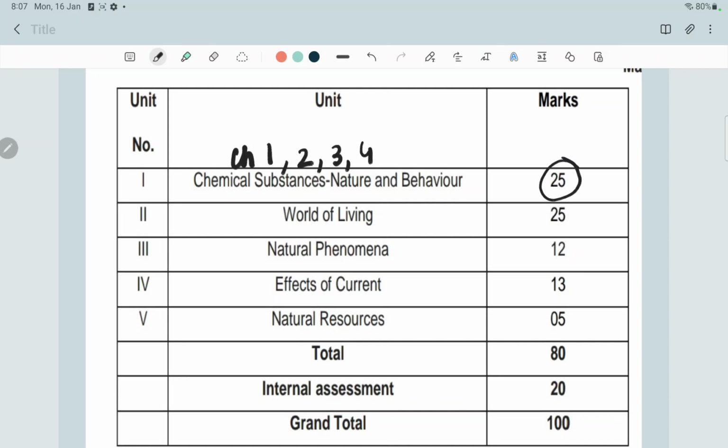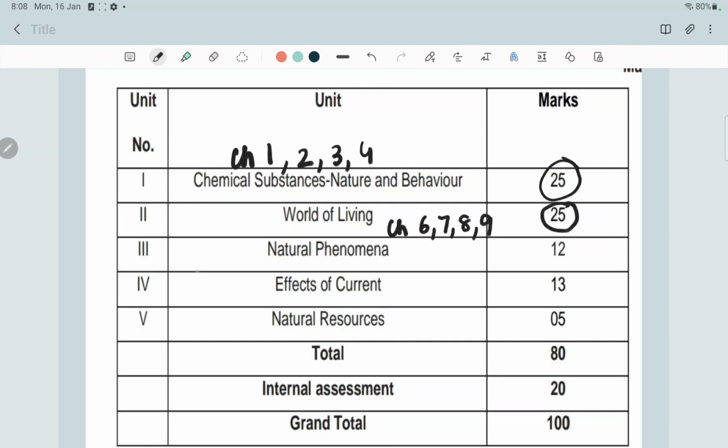Talking about the second unit, which is world of living, it comprises of all the chapters which are part of biology. So that is chapter 6, 7, 8 and 9. It is life processes, control and coordination, how do organisms reproduce, heredity and evolution. Again, all these 4 chapters are for 25 marks.